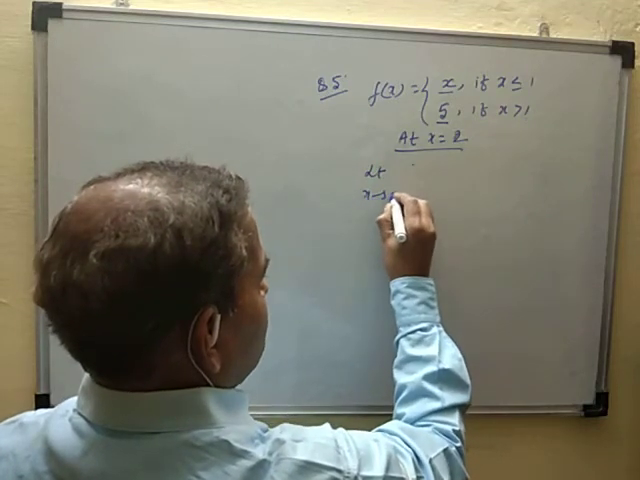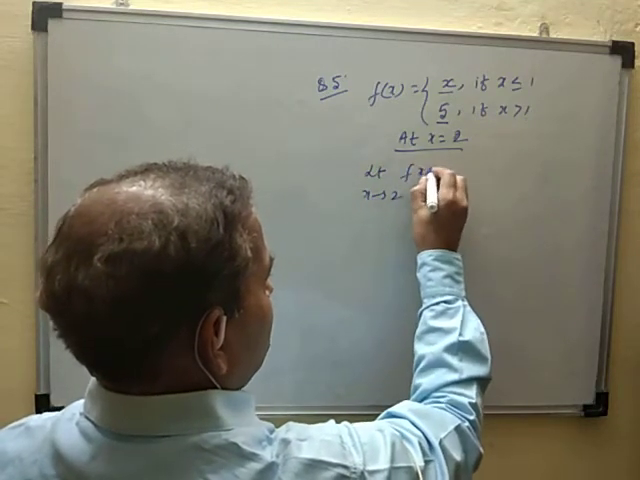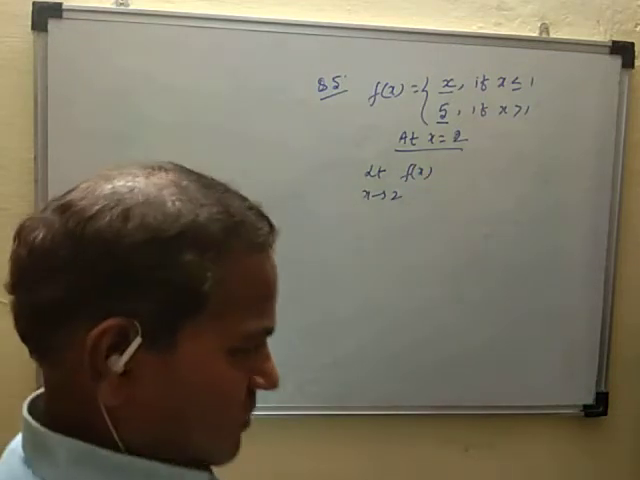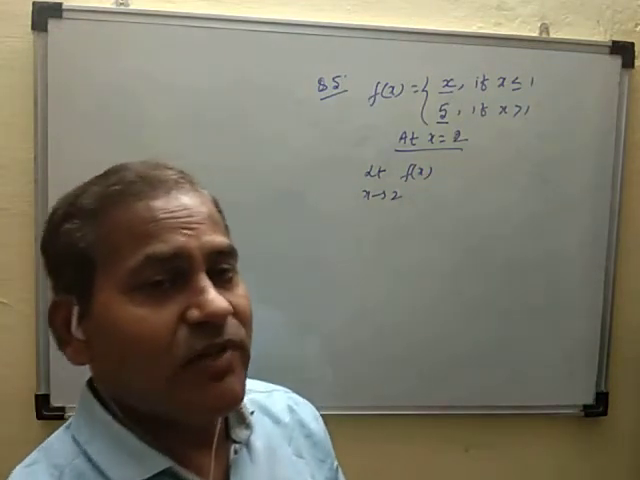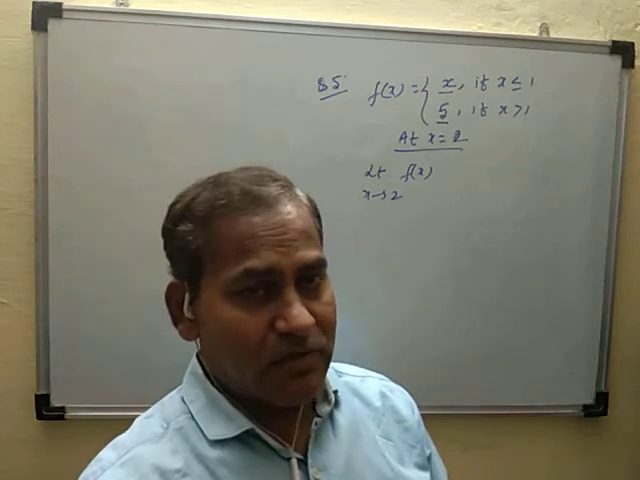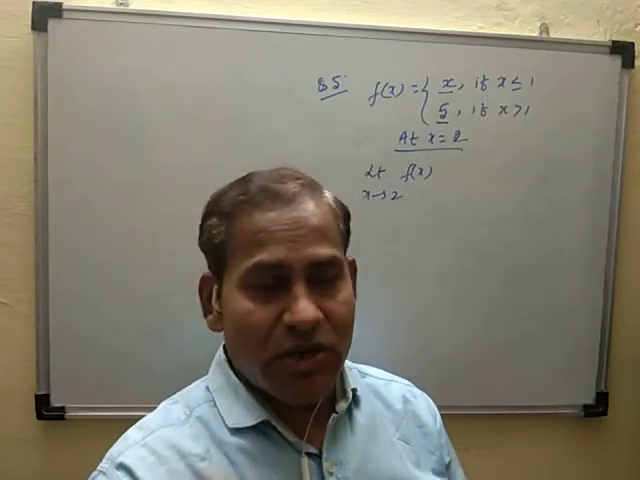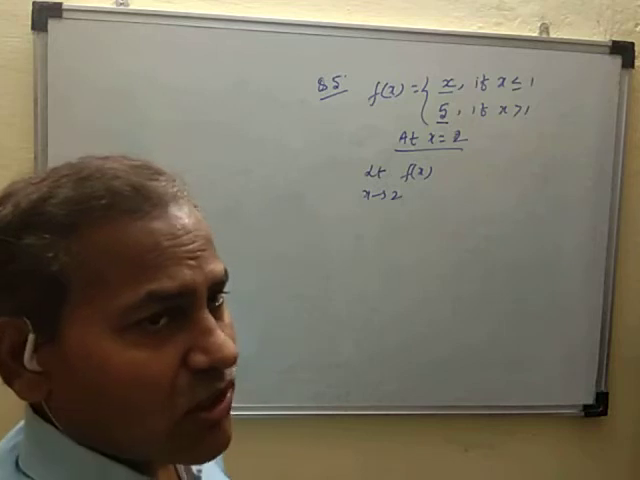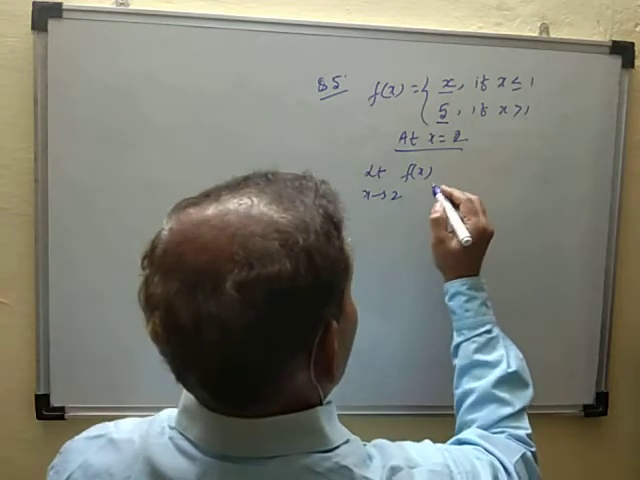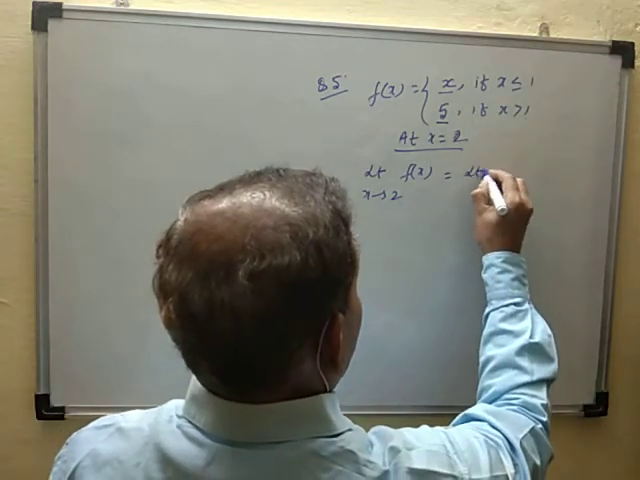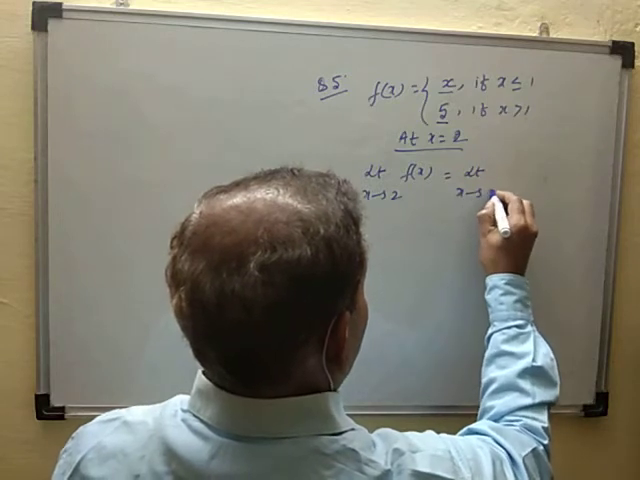So, limit x tends to 2 of f of x. यहाँ पे LHL RHL नहीं फाइंड करना है, बिकॉज 2 इज नॉट ए टर्निंग पॉइंट. तो आप डायरेक्ट निकालोगे लिमिट वैल्यू. सो लिमिट x टेंड्स टू 2 f of x is equal to limit x tends to 2.